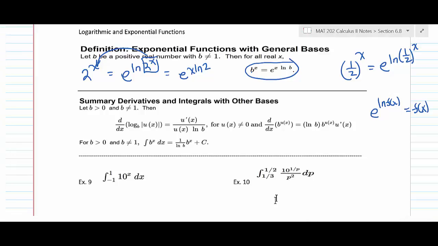Okay, so the idea again is I'll do one more thing. If you had, say, 10 to the x, how do you write that? You write that as e to what? e to the ln of 10 to the x. Like that. Just learn to do that real fast, okay?